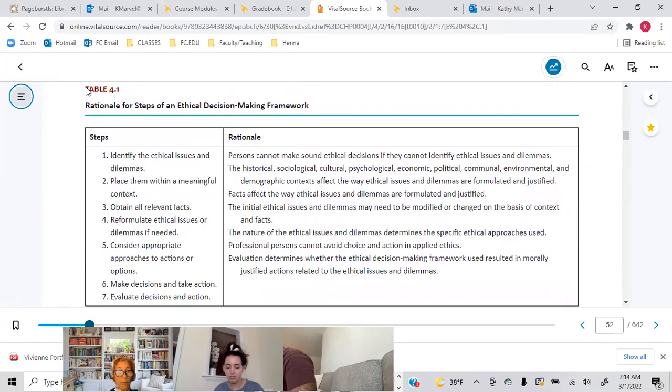Okay, here in table 4.1, here are your steps for ethical decision making. There's 7 of them. Identify the ethical issue and dilemma. Place them within a meaningful context. Obtain the facts. Reformulate the ethical issues or dilemmas if needed. What are going to be your approaches or actions? Make decisions and evaluate. This is your summary. This is how the nursing process is applied to ethical decision making. Okay, so box 4.1 is your nursing process.